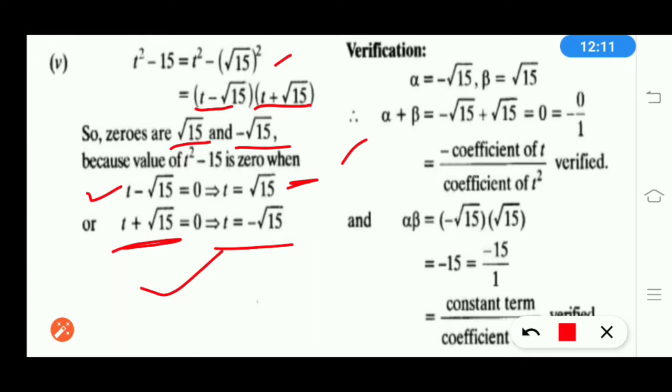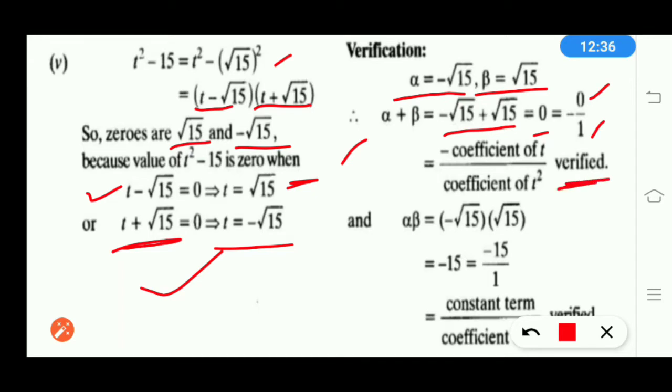Clear? Now verification. Let alpha equal minus root 15, beta equal plus root 15. So alpha plus beta equals 0. Clear? This equals minus coefficient of t. In this given polynomial, the t term is not present, that means the coefficient of t is 0. So that means minus 0 divided by the coefficient of t square, which is 1. So verified.